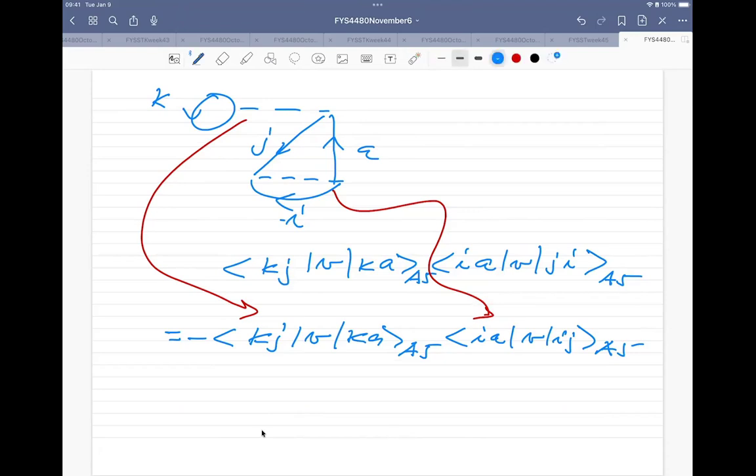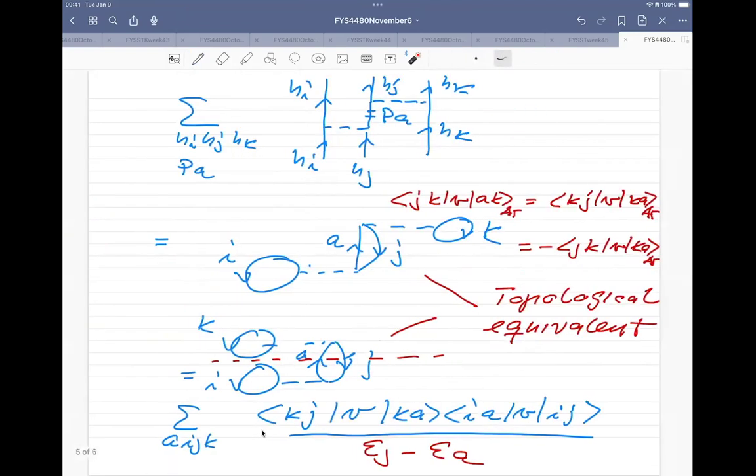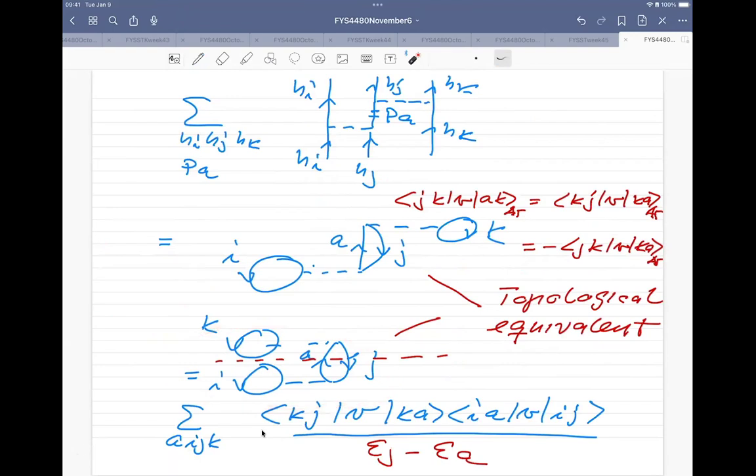If I also look at what we have here, we have now a summation, which we have performed over the intermediate states. So here there should be a sum over I, J, K, and A. And then if I look at the states in between, if I look at the possible energy denominator contribution, this is the same as before, epsilon J minus epsilon A. So this term, which you see here, is equivalent to this term here, except for a minus sign.